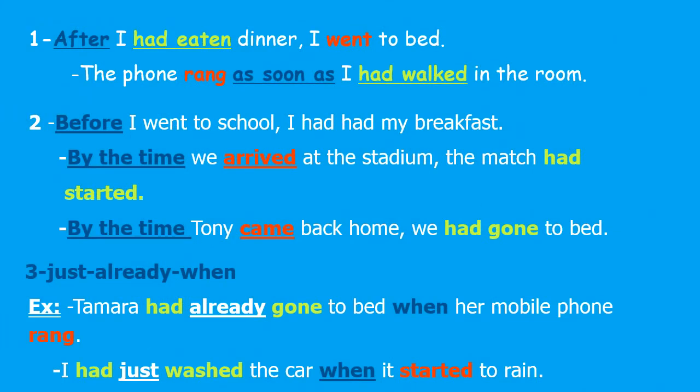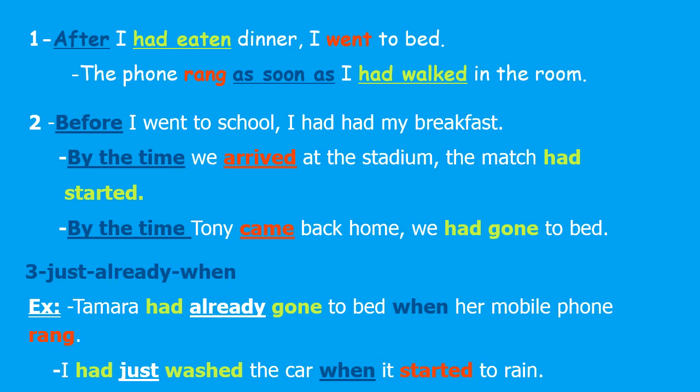Some examples. Number 1, after I had eaten dinner, comma, I went to bed. Or I can say, I went to bed after I had eaten dinner. I can put the word after in the middle. The phone rang as soon as, or after I had walked in the room. Or I can say, as soon as I had walked in the room, comma, the phone rang.